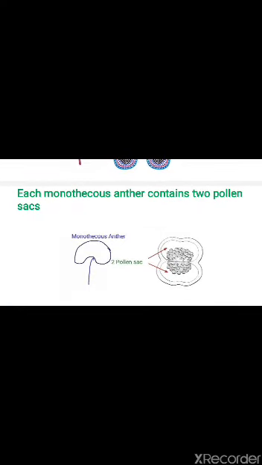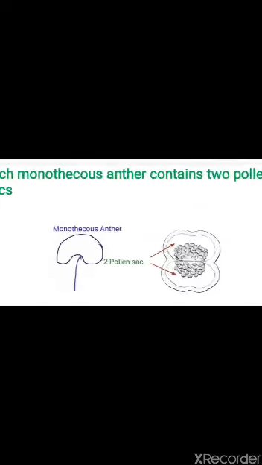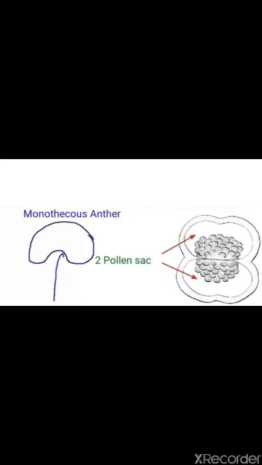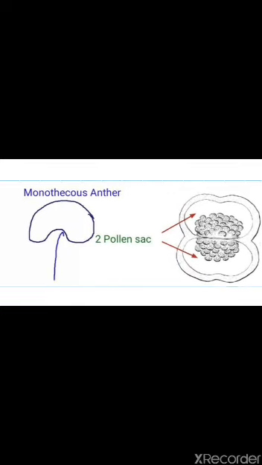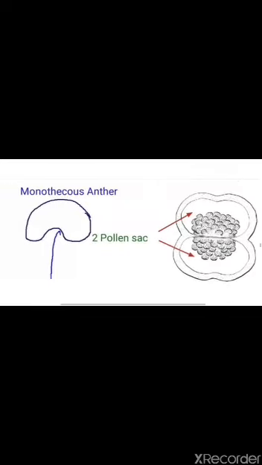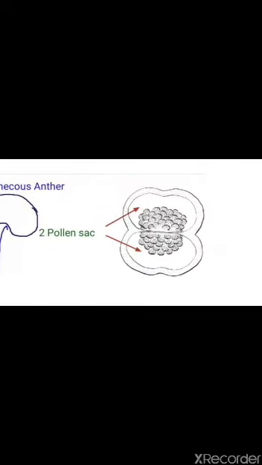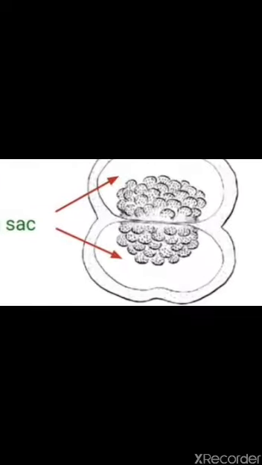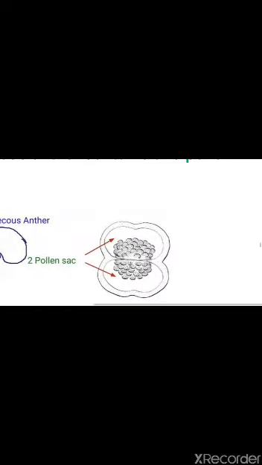Now each monothecous anther consists of 2 pollen sacs. That means each anther lobe consists of 2 pollen sacs, which is shown in the diagram. So this is the monothecous anther, and this anther lobe consists of 2 pollen sacs. So these are the 2 pollen sacs.